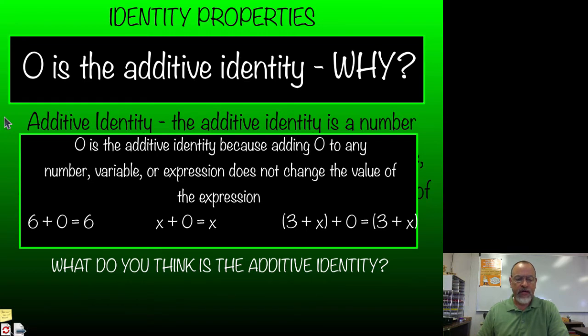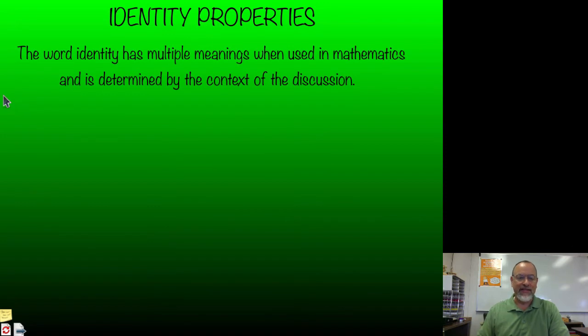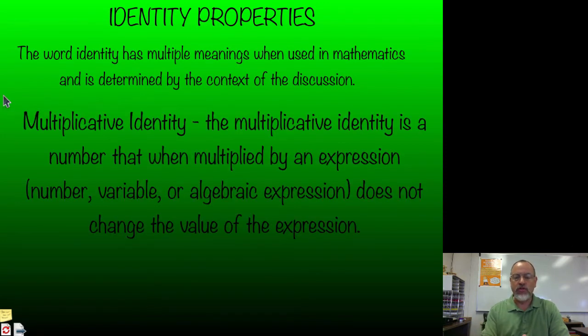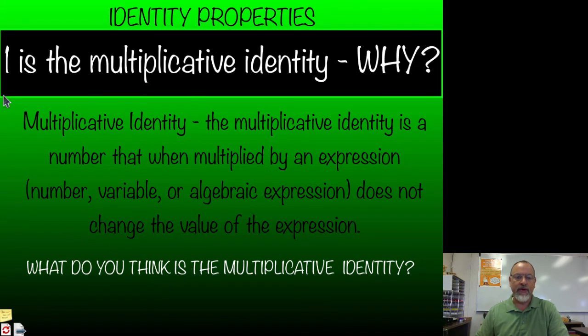Okay? Now, we also have a multiplication identity, or a multiplicative identity. And the multiplicative identity, again, is a number, and it's a number that when you multiply this number by any other number, by any other variable, or by any other expression, it doesn't change the identity of that expression. So what number do you think that is? What number can we multiply by anything else, and we end up with that same thing? It doesn't really change anything. And I think, again, if you thought about this, you'd come up with the number 1.